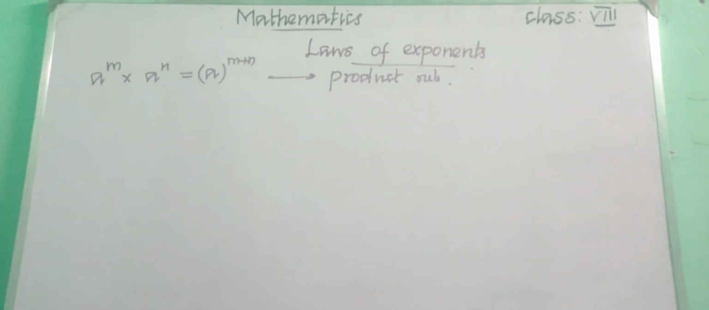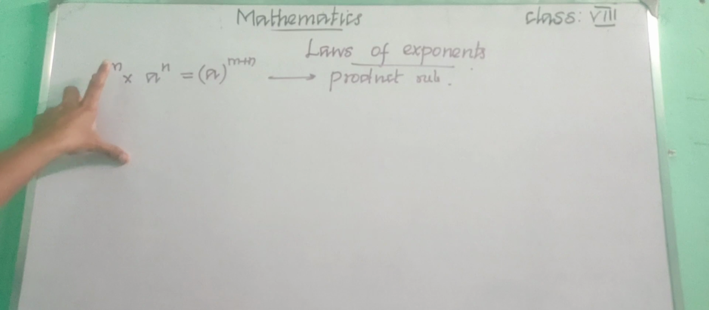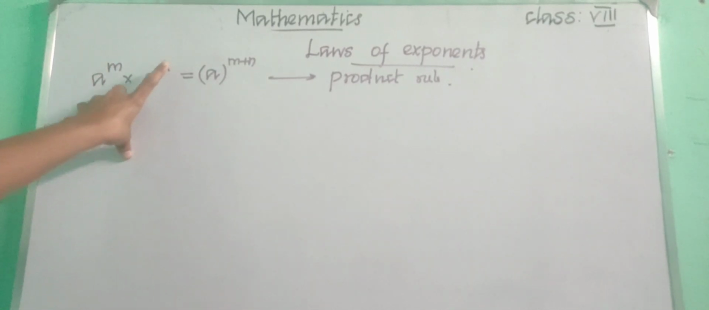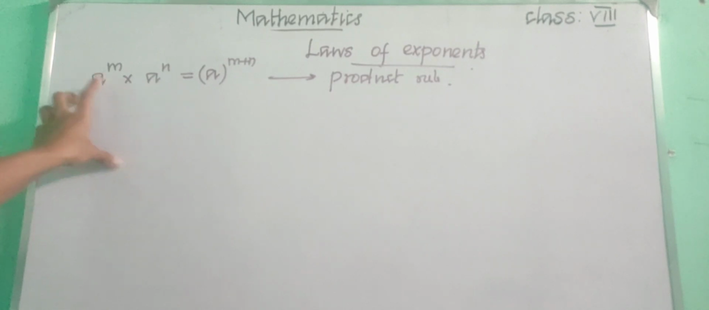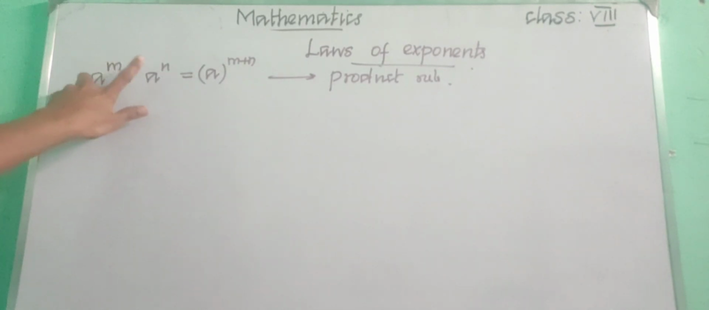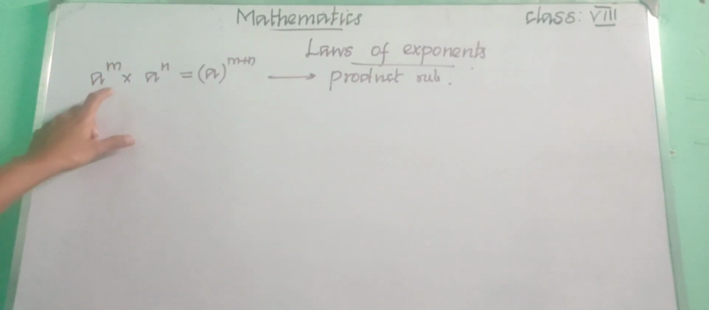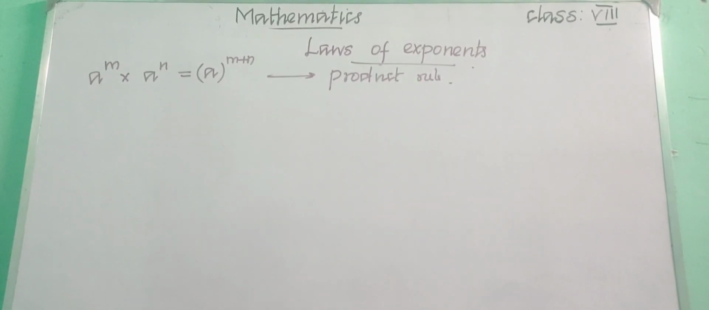If you are having two numbers, a power m into a power n, see a here also a, so both the bases are same and the exponents are different, m and n, and also we are having the multiplication symbol here. So how we can write? Simply we can write the same base only one time, and we can add the powers. So this rule is called as product rule, okay children.